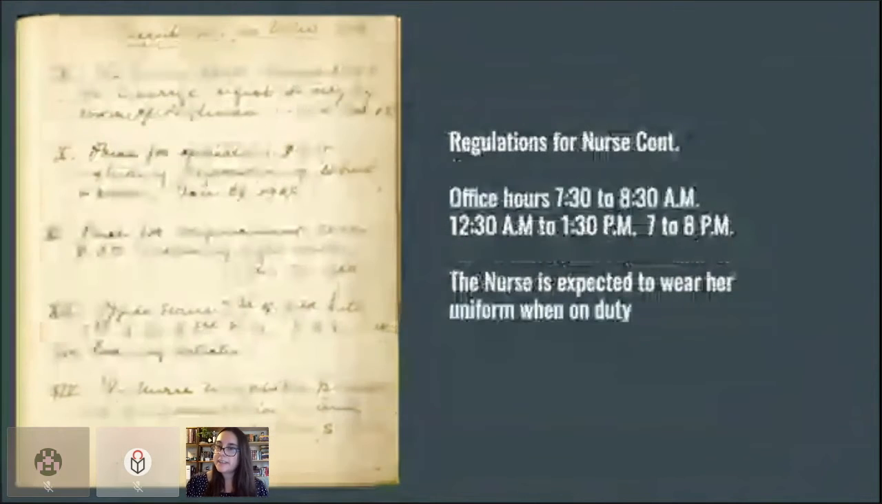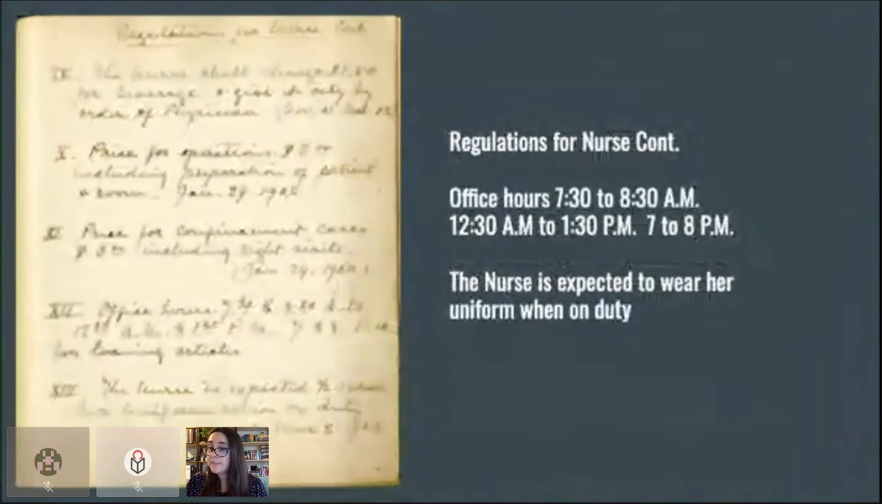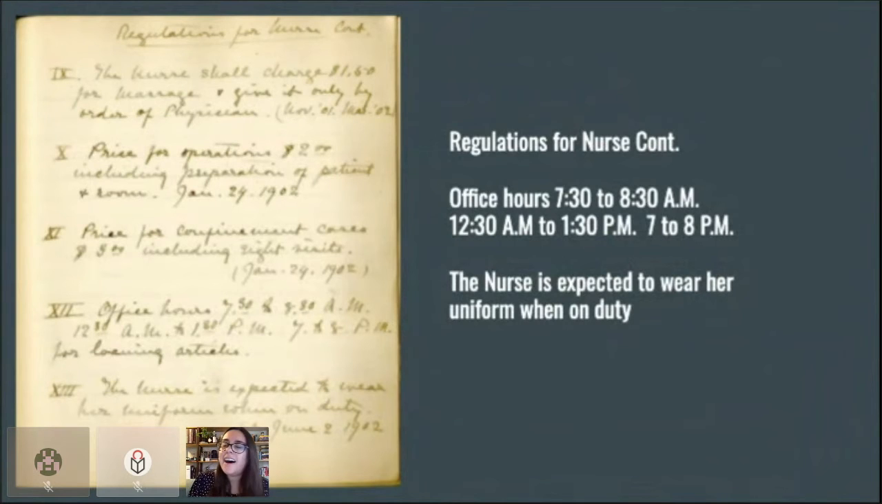Some other regulations included the nurse's office hours. She was on duty from 7:30 to 8:30 a.m., 12:30 a.m. to 1:30 p.m. That would be 12:30 p.m., I think, but it might have been written wrong on there. And 7 to 8 p.m. And then the nurse was also expected to wear her uniform when on duty. The nurse did get Sundays off as well. She worked 6 days out of the week.